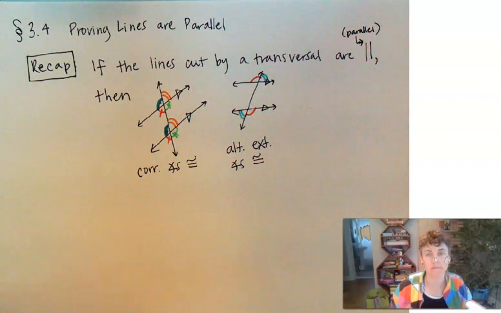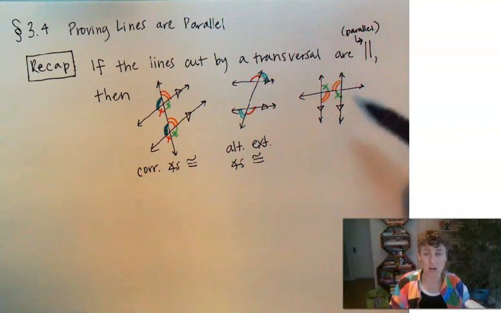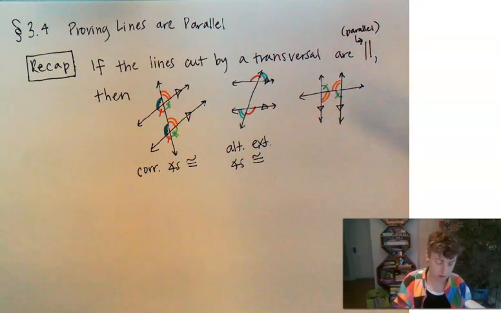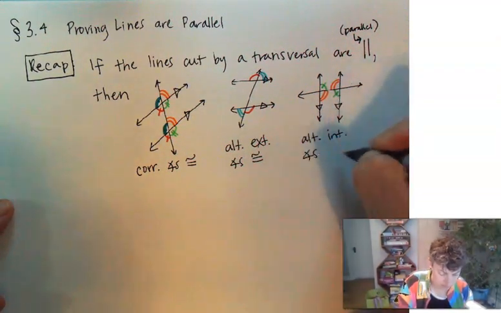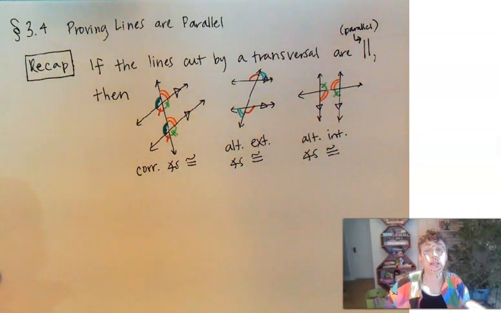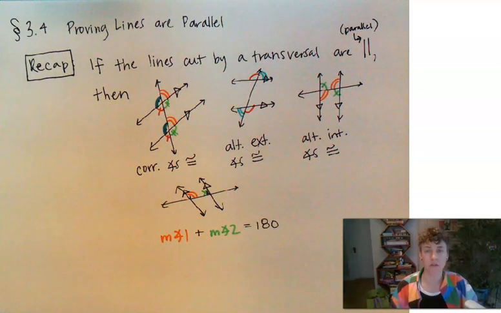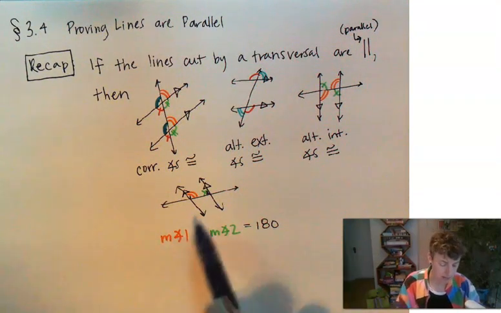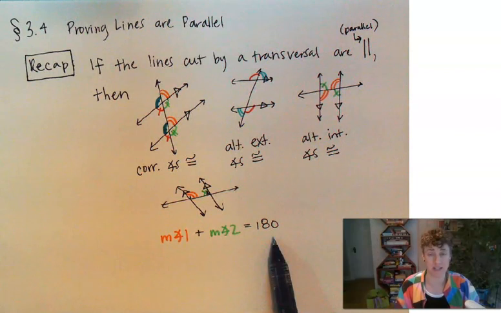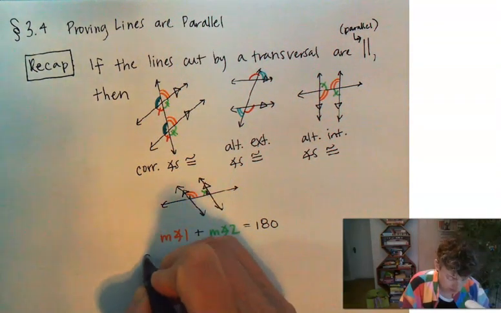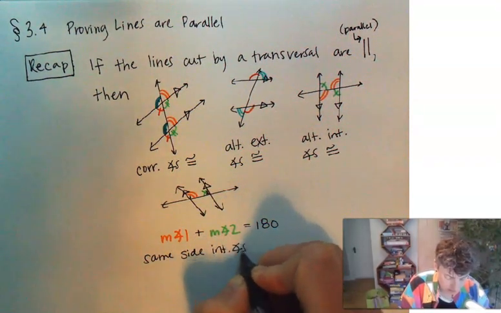That was number 2. We also said if the lines cut by a transversal are parallel, then the alternate interior angles are congruent. That was number 3. And finally, the last one, if the lines cut by a transversal are parallel, then the same side interior angles are supplementary, meaning they add to 180. Same side interior angles are supplementary.